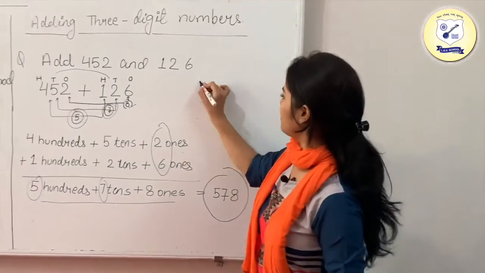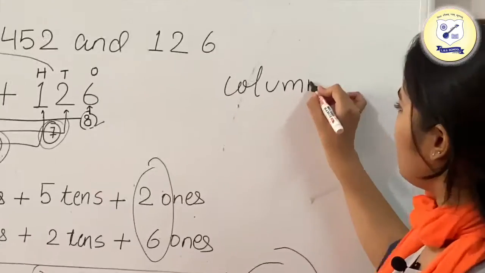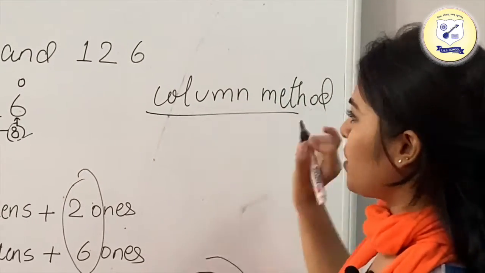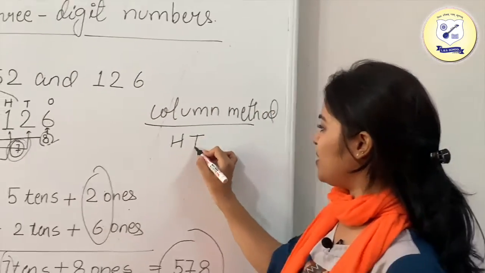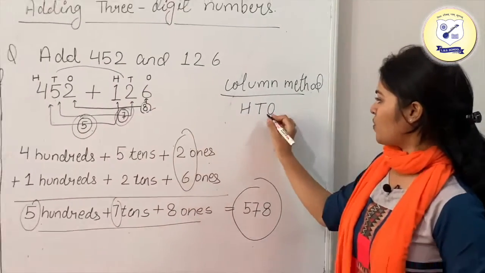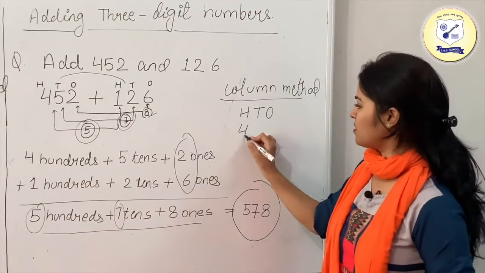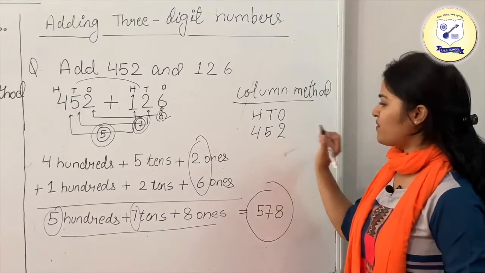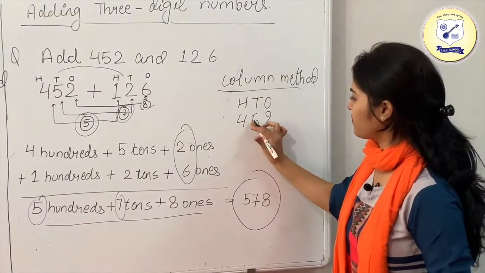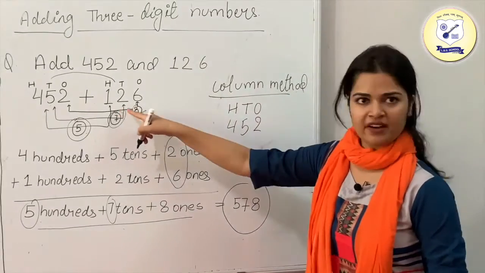As we have learnt about column method earlier, we will do that same with this also. According to column method, just arrange these numbers. We are having 3 place values here, ones, tens and 100. Ones, tens, 100, just write these numbers according to their place values. 452. Okay, now just write 126.